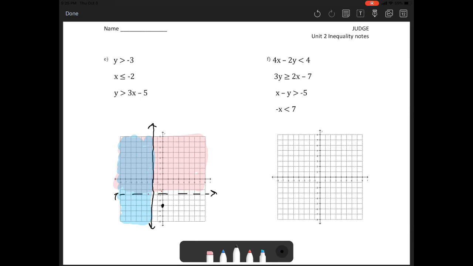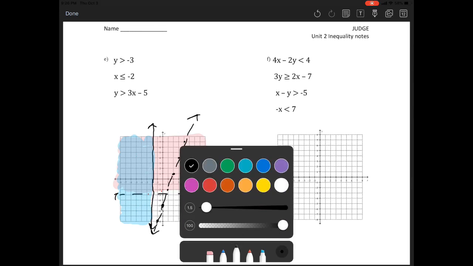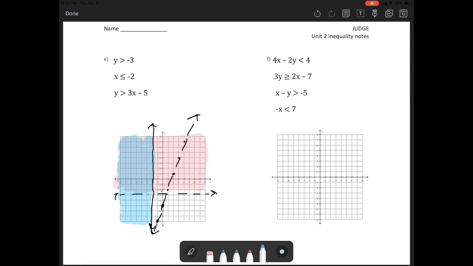So we have our slopes, our intercepts start at -5. Then we're going to go up 3, over 1, repeating that up 3, over 1. We can go down 3, over 1 as well. This one we have to make dotted because it is not an equal to. But it is greater than. So we're going to make this one green. And we're going to shade everything above that line.